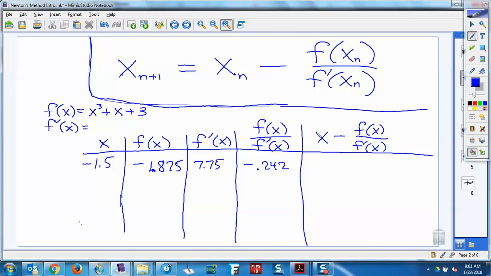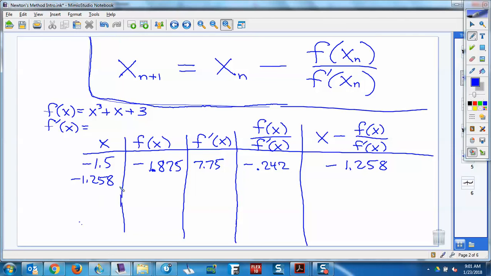Okay, good enough. And then we take our x here minus that. So we take negative 1.5, subtract negative 0.242, but again, go up and grab them. And what do we get? 1.258. And that is our next guess.